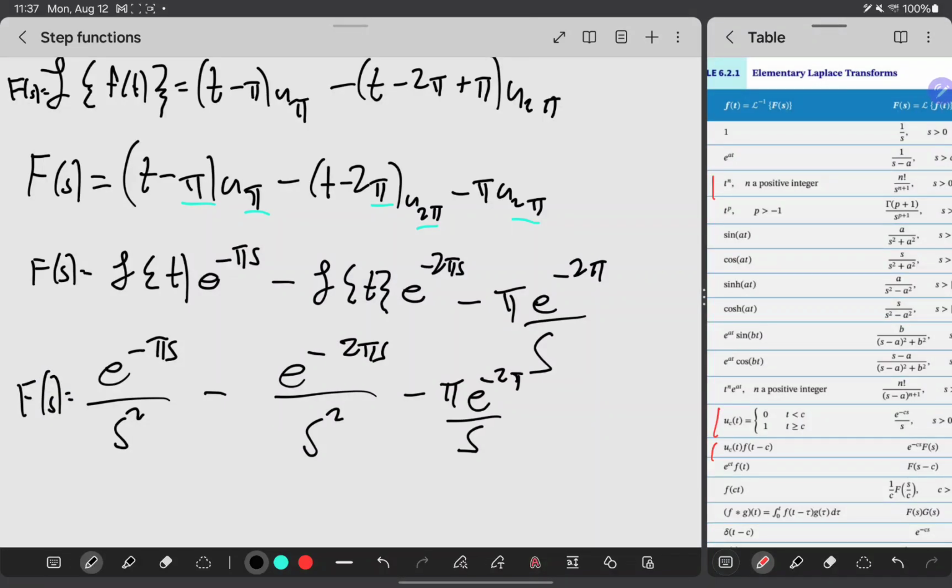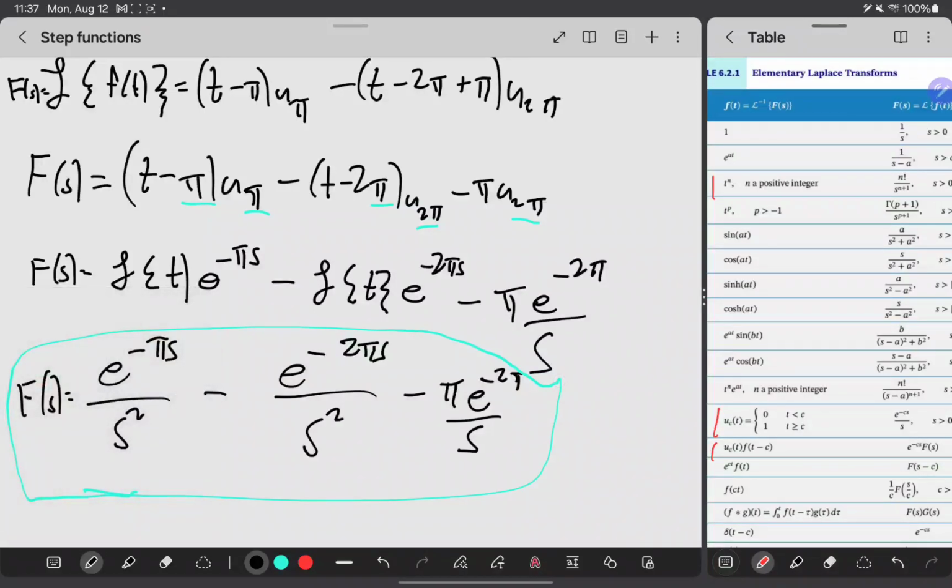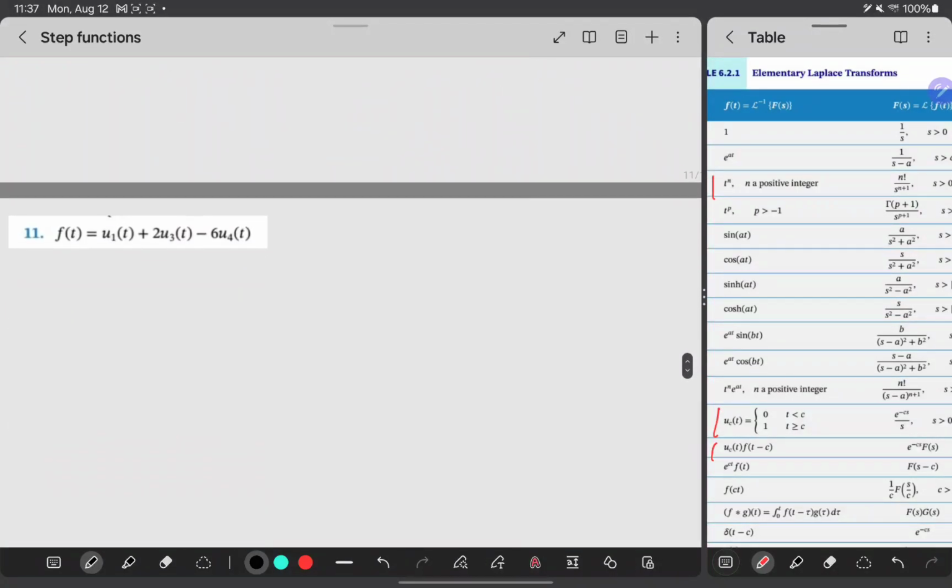And let me just check this. Yep, that's correct. So this would be our answer. That is a pi, by the way. Okay, next question.